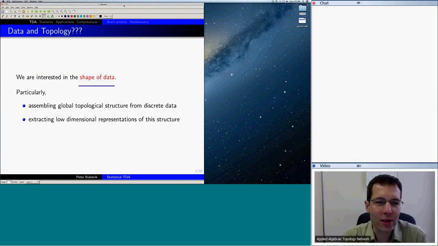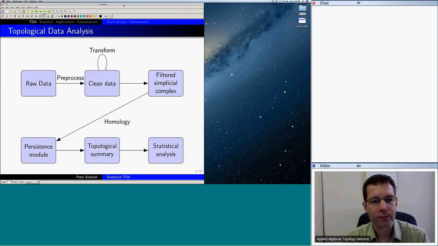So, statistical topological data analysis. What it means is we would like to assemble a global topological structure from discrete data. And in particular, we'd like to extract low-dimensional representations of this structure.